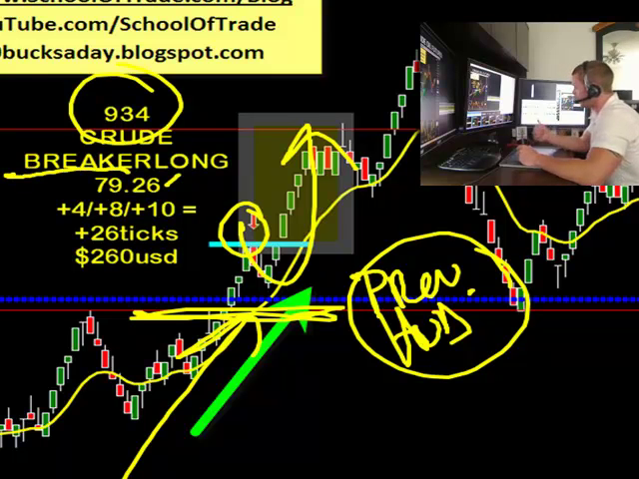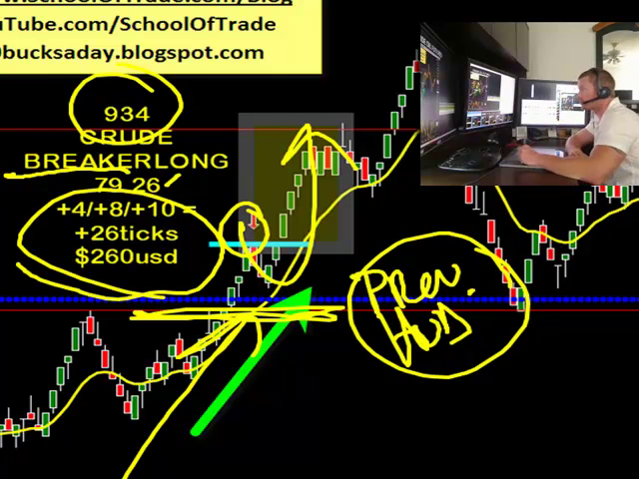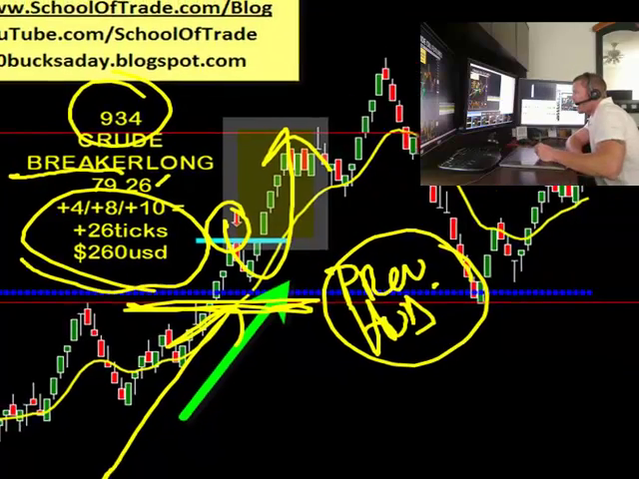26 was the fill. We got a +4, 2 off at 4, +8, 1 off at 8, and 1 off at 10. So 8 + 8 + 10, 26 ticks, $10 per tick on crude, 260 USD. So another very simple pattern here.